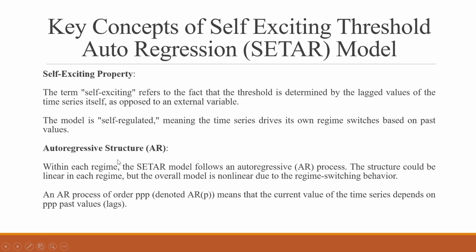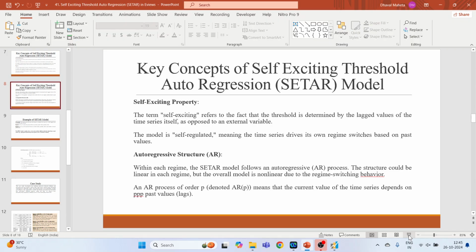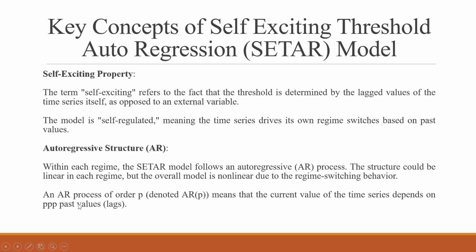Autoregressive structure. Within each regime, the SETAR model follows an autoregressive process. The structure could be linear in each regime, but the overall model is non-linear due to the regime switching behavior. An AR process of order p, denoted AR(p), means that the current value of the time series depends on its p past values.